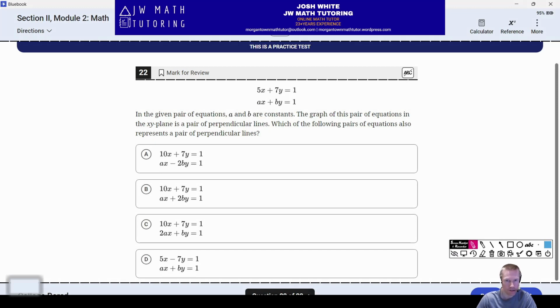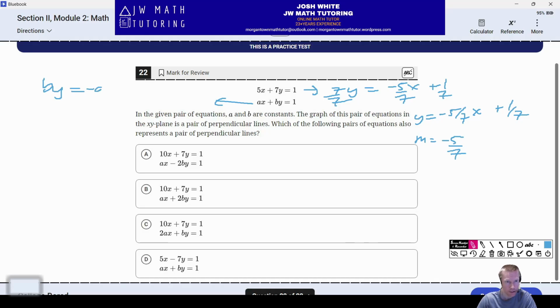So the way I would approach this is I would take the top line and get it into slope-intercept form by moving the x term over and then dividing by 7. And that would give me this line. So I would note that the slope of the top line is negative 5/7. Then I would do the same to the bottom line, and I would get y equals negative a over b x plus 1 over b. Okay, so now I have the slope of the top line, I have the slope of the bottom line.